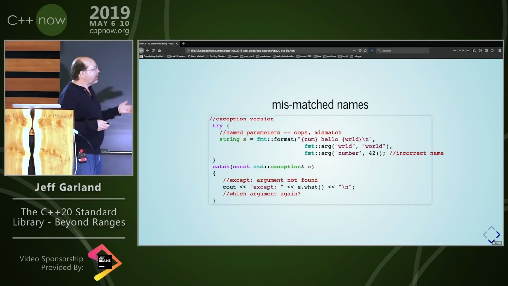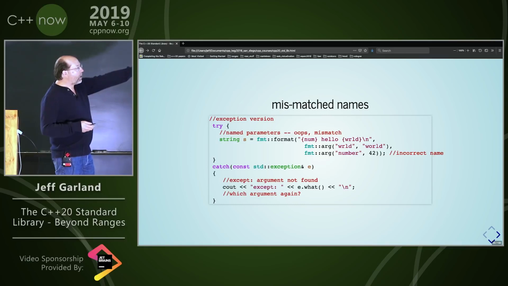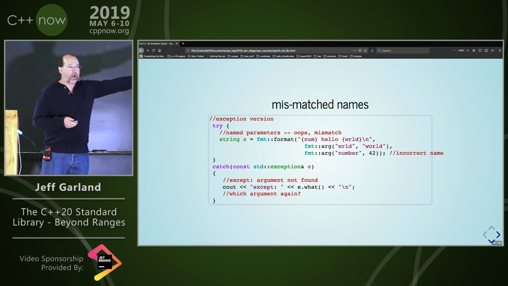So, okay. Couple more real quick. I've got the name num up here. I've got the argument name number down here. That's incorrect. I get an exception. One little pet peeve about the library: it doesn't tell you which argument mismatched.